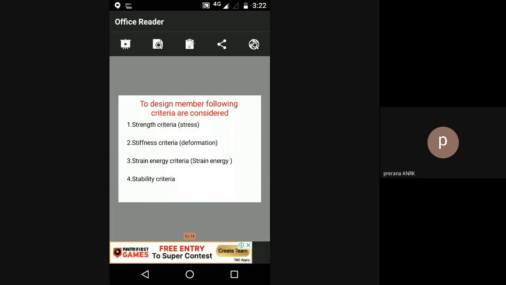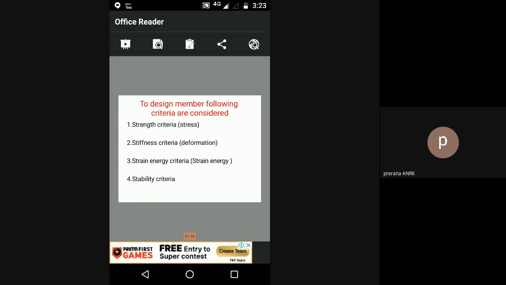The next one, stiffness criteria. Please remember, in the stiffness criteria, we always calculate the deformation. We call the deformation by different names. Sometimes elongation, sometimes contraction, sometimes deflection, sometimes angle of twist, sometimes buckling. The name depends upon the member. If it is a bar, we call it elongation or contraction. If it is a beam, we call it deflection. If it is a shaft, we call it angle of twist.